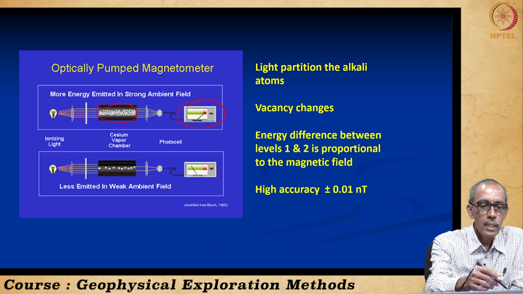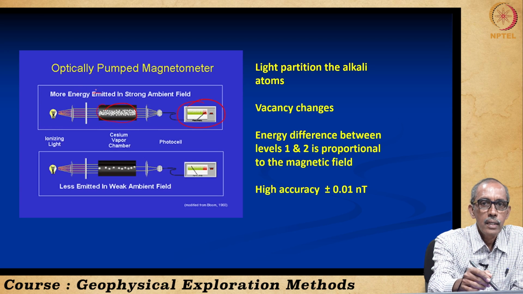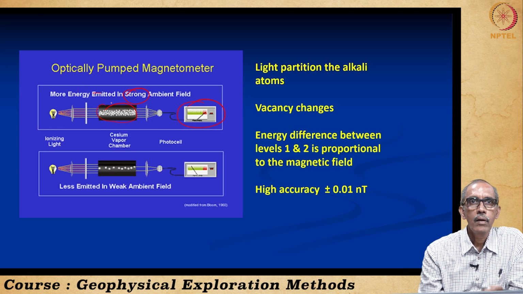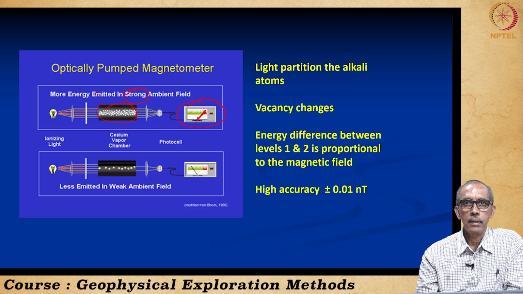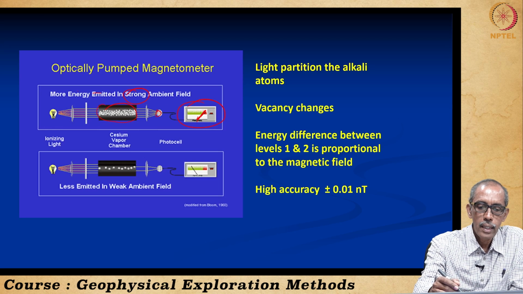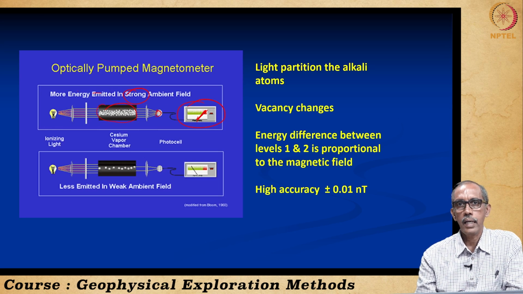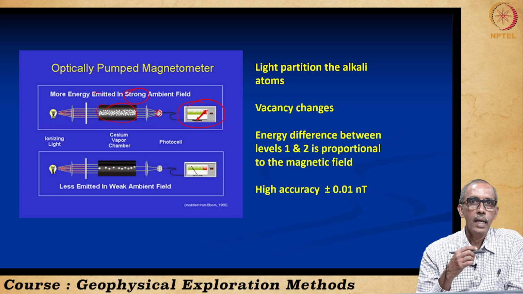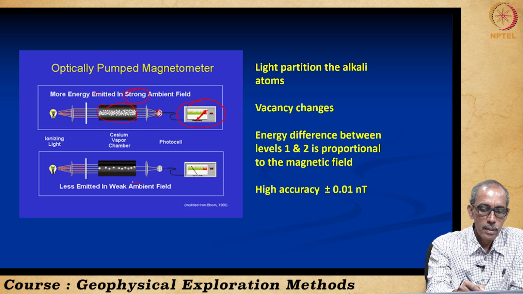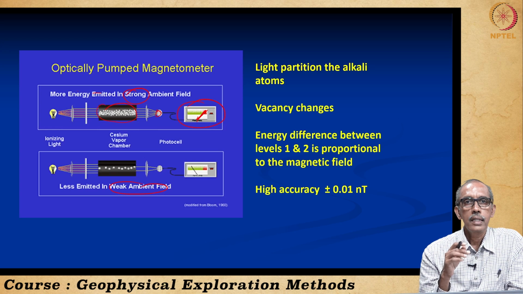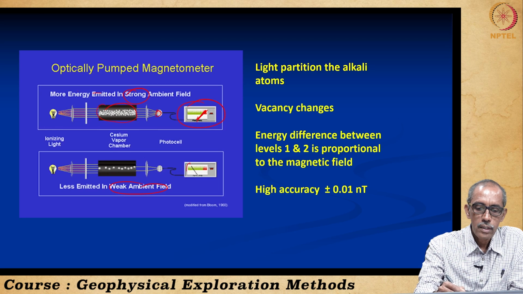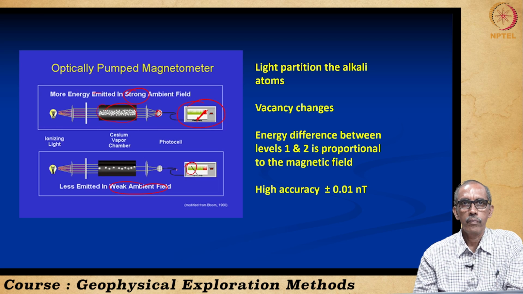Suppose if the magnetic field is very strong over there, more energy is emitted and sensed by this photocell, right. The photocell measures the energy, so the energy is much higher. When the ambient field is very weak, that means the magnetic field that is there is very less, the meter is not showing a very high value, right.